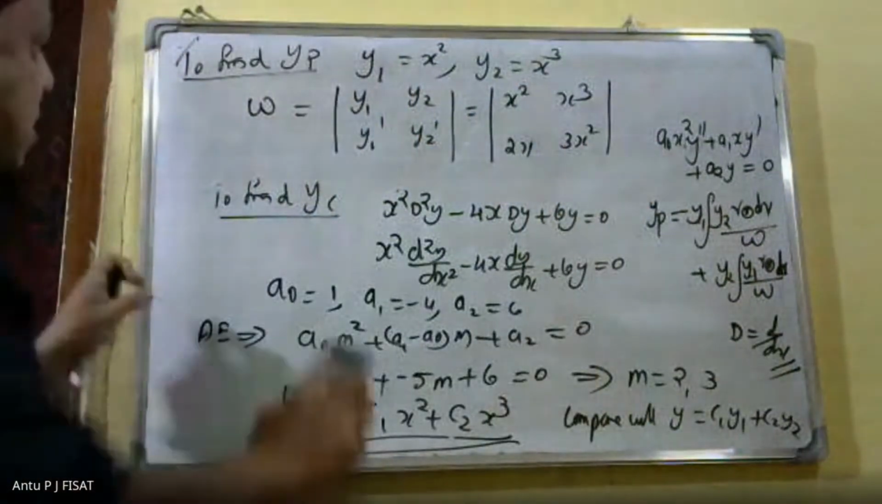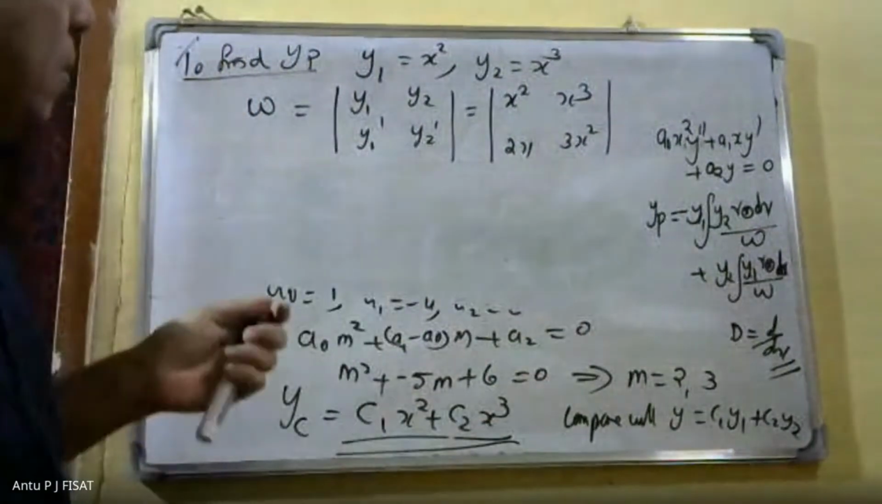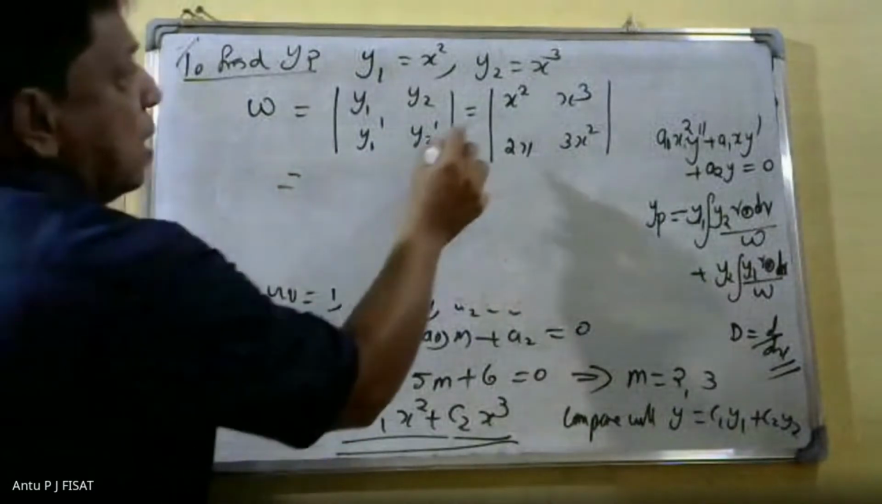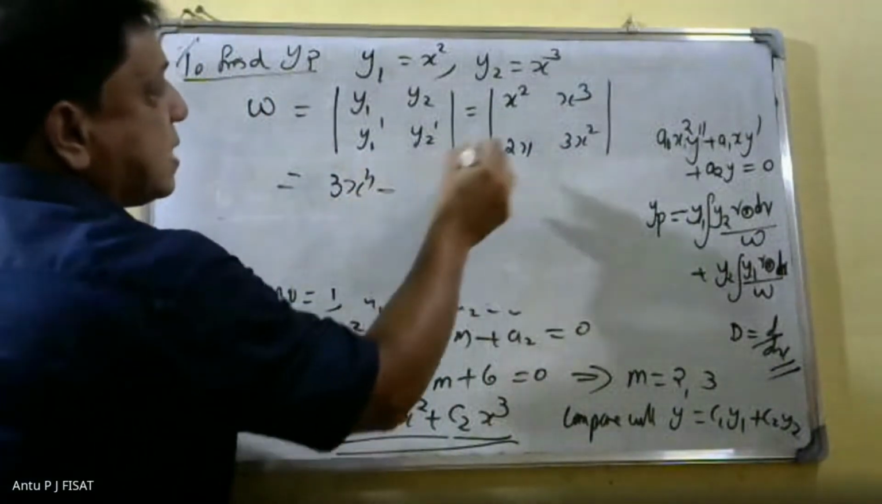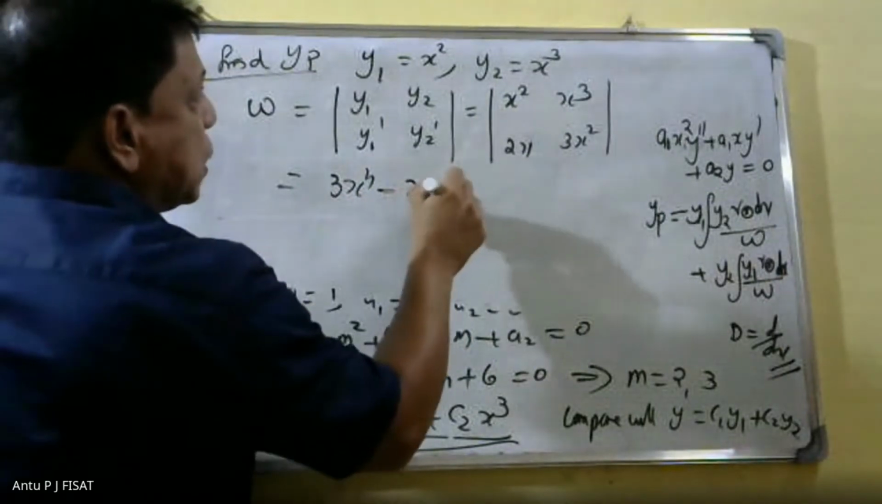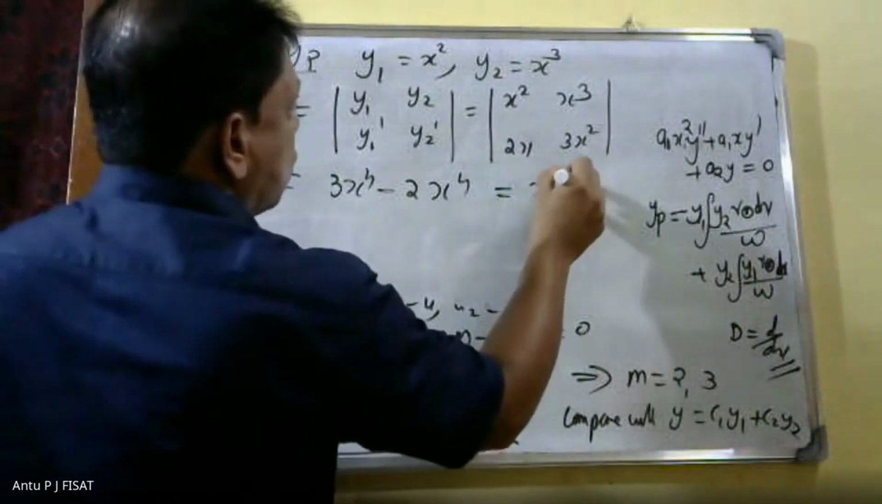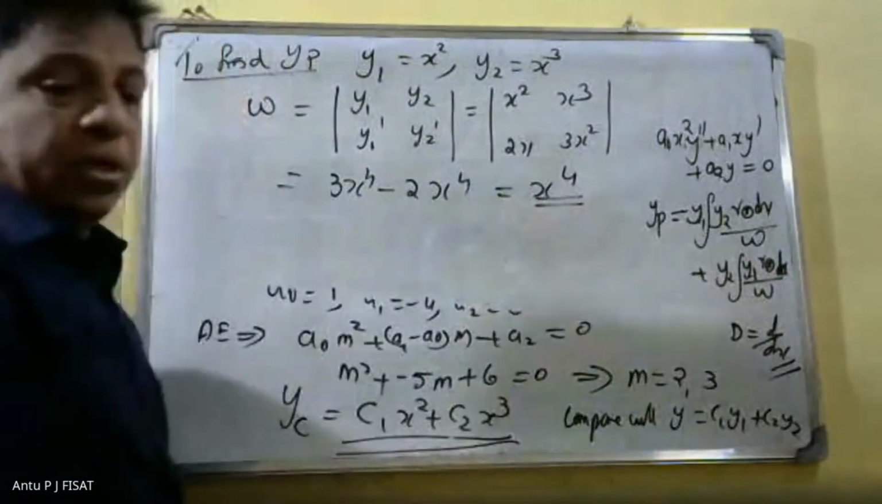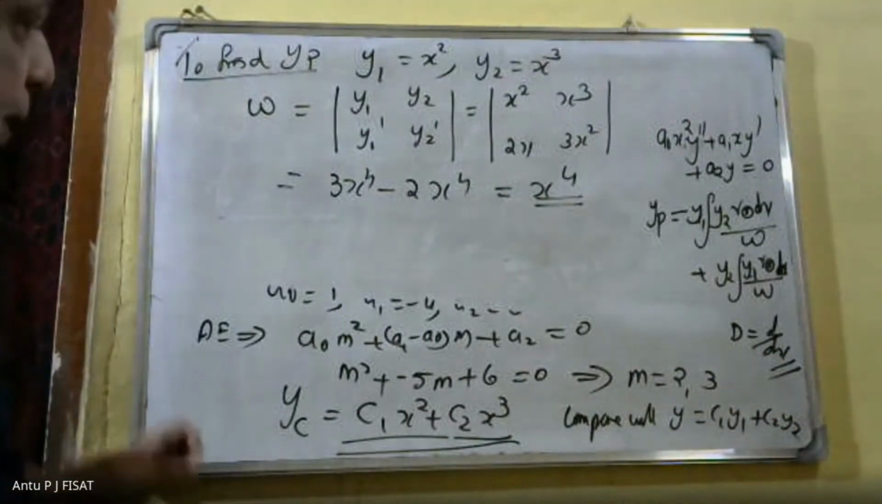Then simplifying this, we get 3x raised to 4 minus 2x raised to 4. That is, the Wronskian constant W is equal to x raised to 4. Then we can find the y of p.